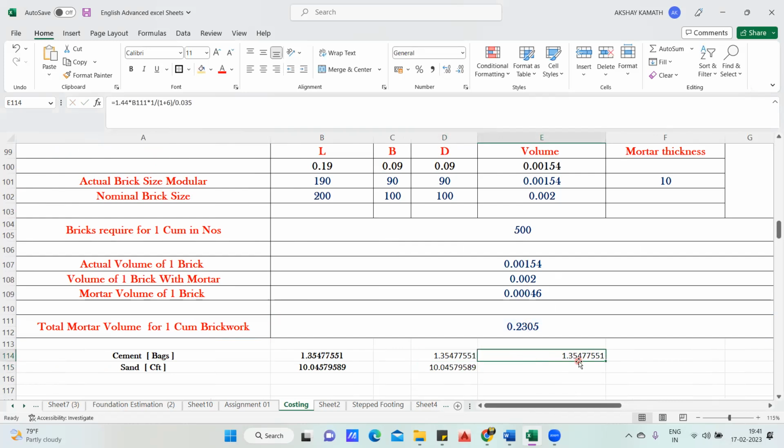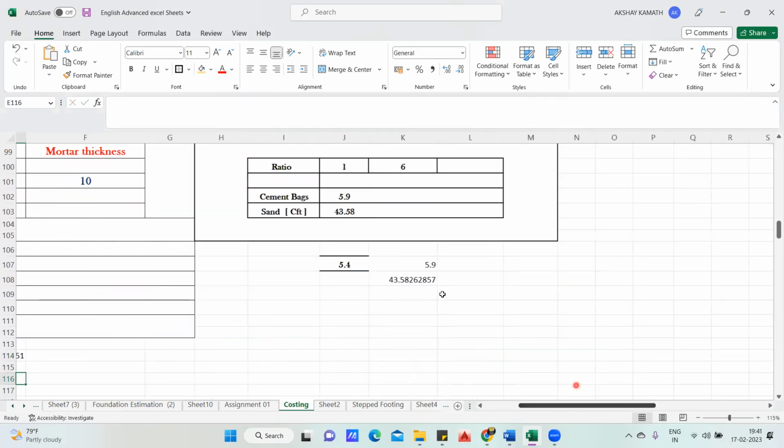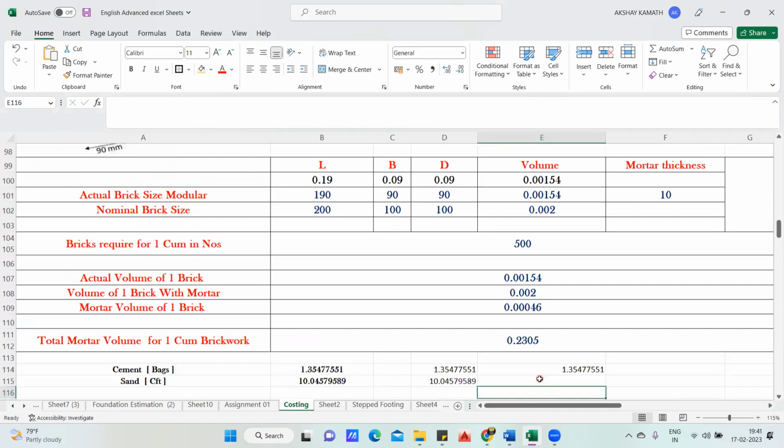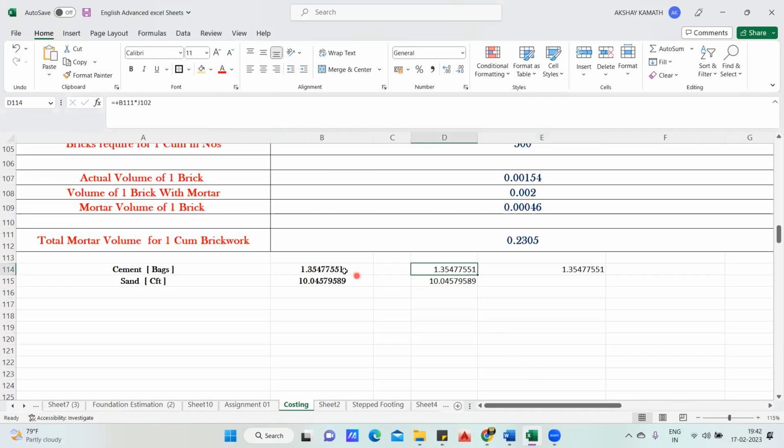So instead of doing this calculation and writing 1.44 again, what you can do, these things are ready. This is the ready-made answer we have for 1 cubic meter. Okay, for 0.23 your answer will be 1.35 bag of cement is required. You can even round up and make this as 1.5 bag also, doesn't matter. Okay, and 10.05 CFT of sand is required.